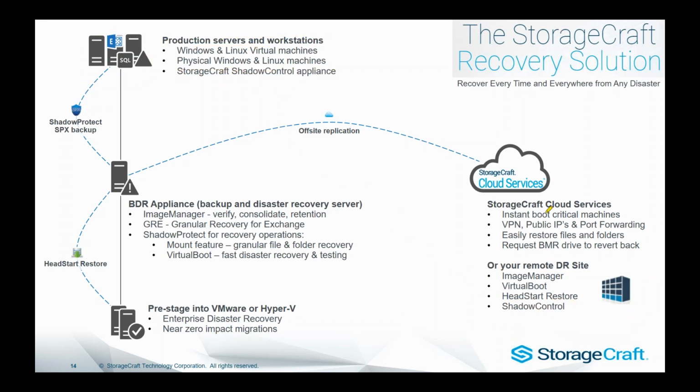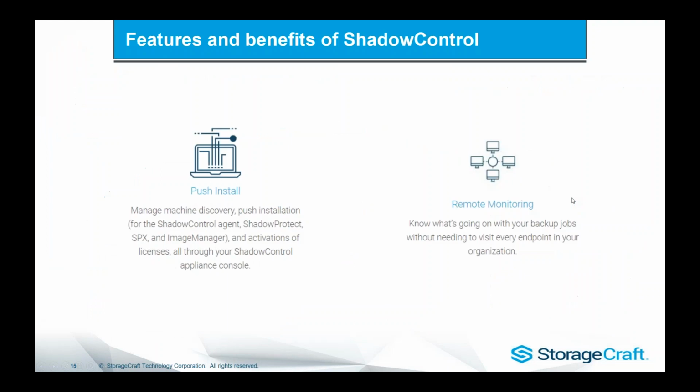Let's go and take a look at some of the features of ShadowControl. So obviously the push install we talked about can leverage that plugin into vCenter or System Center. Obviously that's only applicable for the initial deployment if the appliance is installed on site. So from an MSP perspective, you might leverage your RMM to deploy the ShadowControl endpoint agent, but once that's installed, ShadowControl can then push install ShadowProtect or ImageManager.